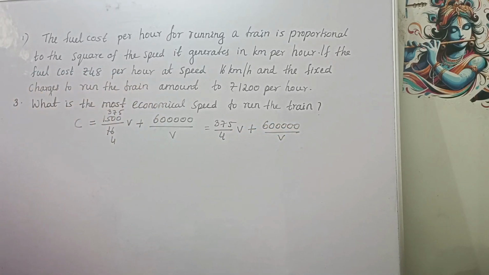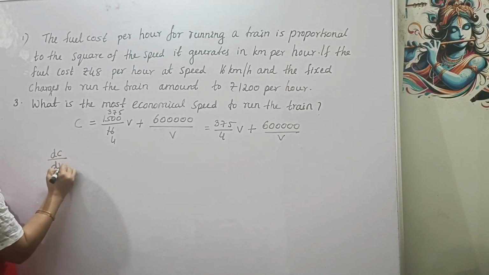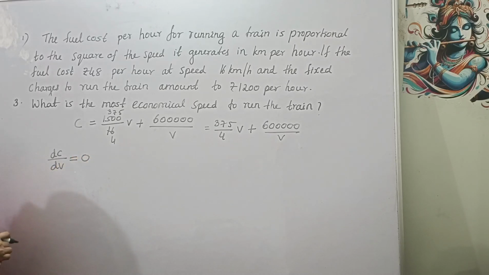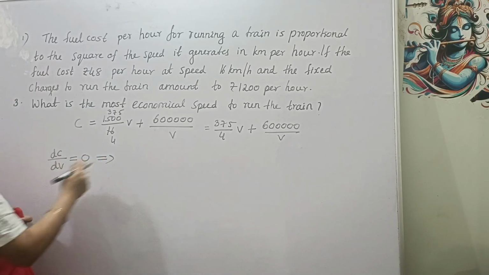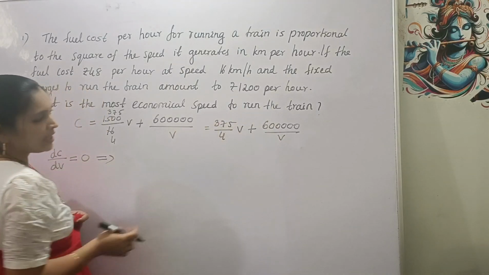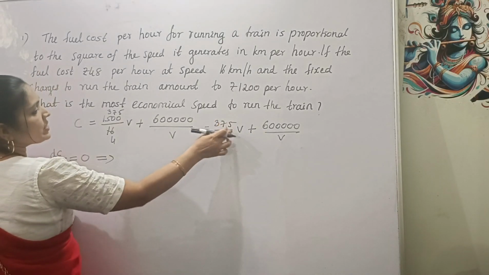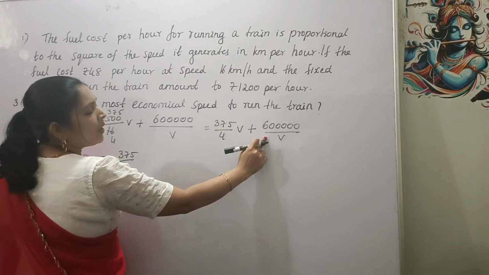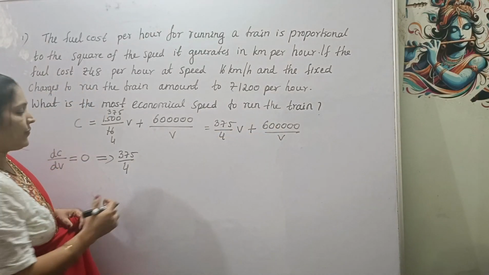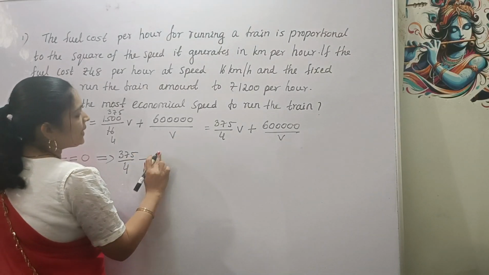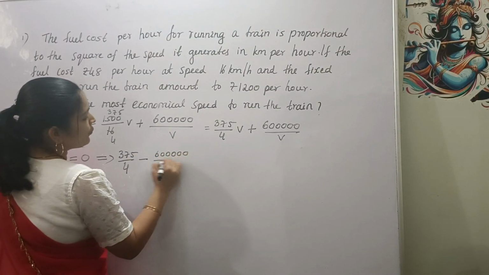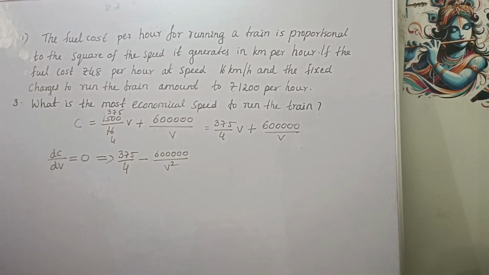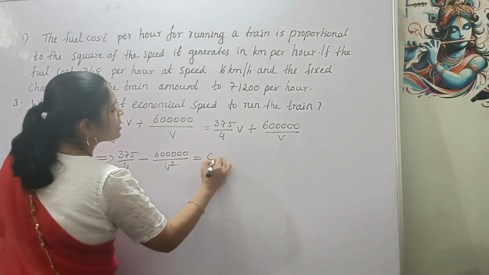Now for the economical speed of the train, dC divided by dv is equal to 0. That is, the rate of change of total cost with respect to the speed is equal to 0. Find the derivative of this with respect to v. The first term is 375 divided by 4. The derivative of 1 by v is minus 1 by v square, so this plus will become minus 6 lakh divided by v square. Then it is equal to 0.